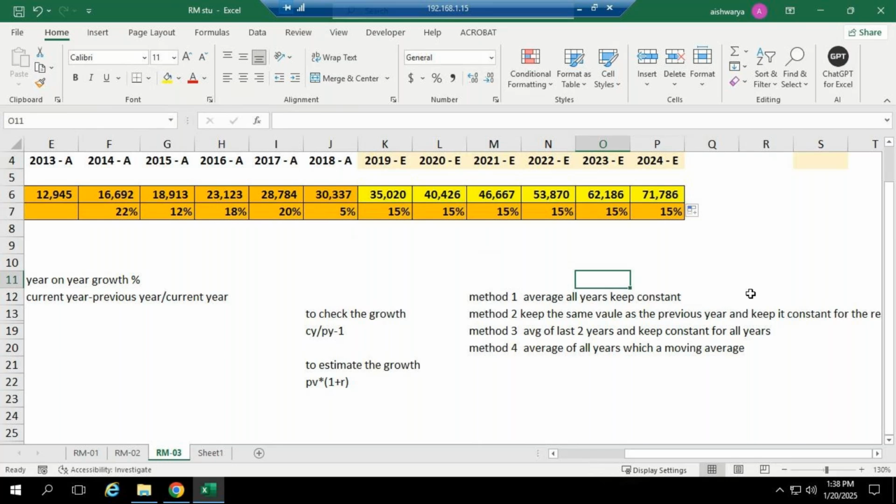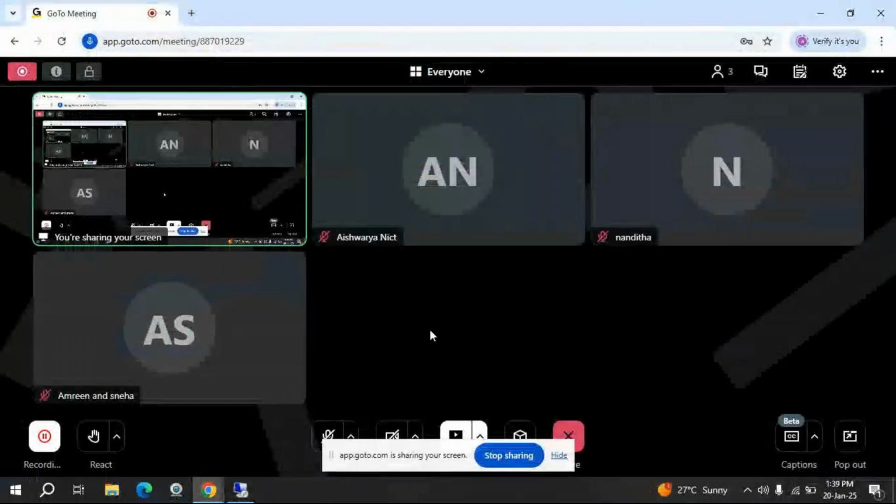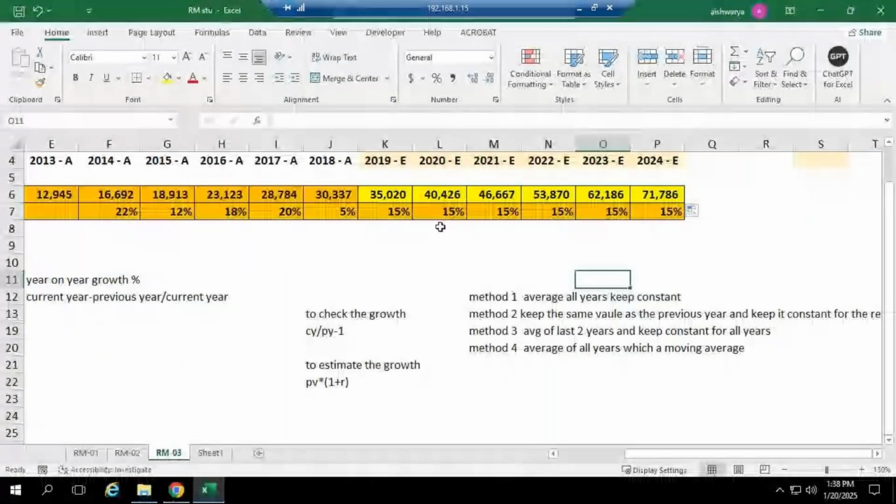Understood? So this is just about the first method. First method is clear? So then we will move to the next method.